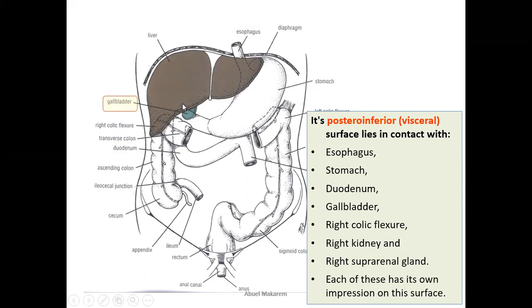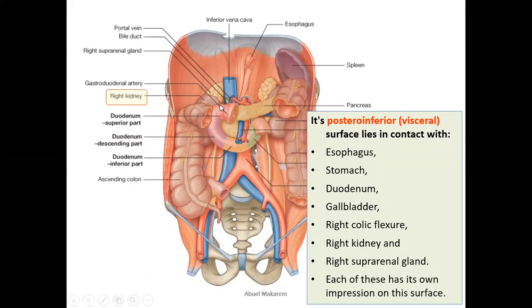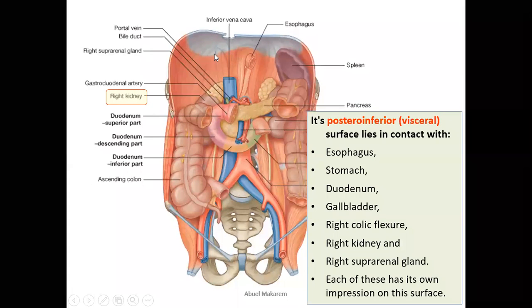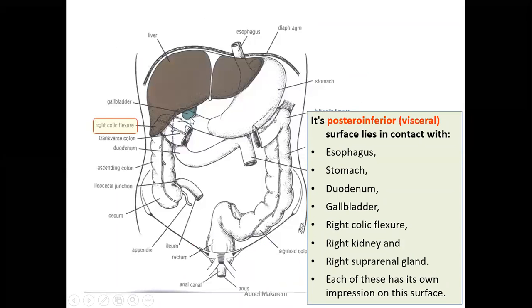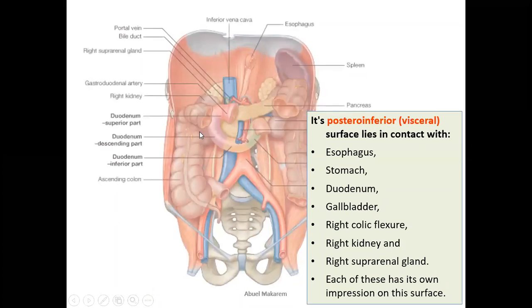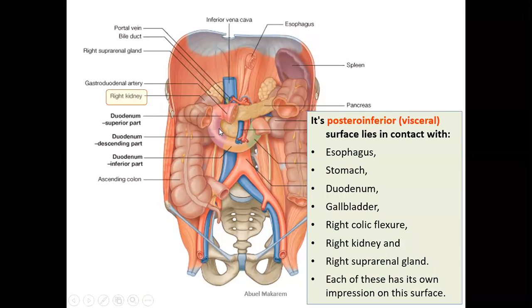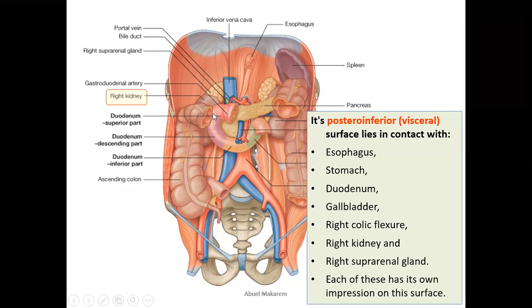Okay, then we have the gallbladder, which is behind the liver. Then we have the right colic flexure of the colon. Then we have the right kidney. So now here the liver is removed so that you can appreciate the kidney, because in this picture with the liver it is difficult to see all the structures. Now we can see the kidney as well as the diaphragm, the duodenum here, and the right colic flexure of the colon. Okay. Then along with the kidney we have the suprarenal gland, the right suprarenal gland, that is also there.